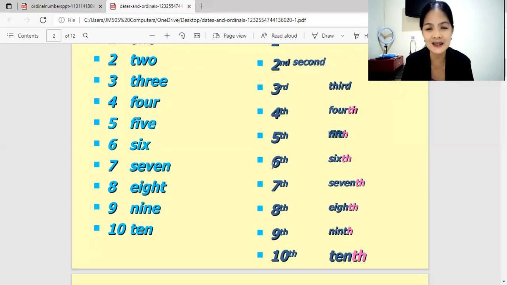Next, sixth. Number six, and then T-H. Sixth, S-I-X, and then you add T-H, sixth. Okay, very good. And then seven: write number seven, and then T-H, like in cardinal number seven. S-E-V-E-N, seven, and then add T-H, seventh.